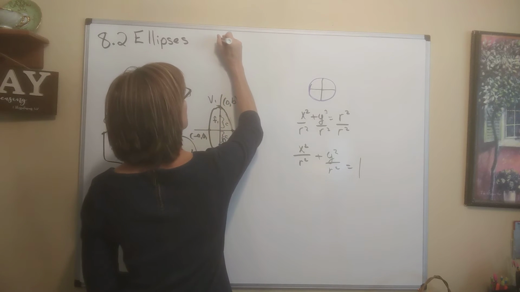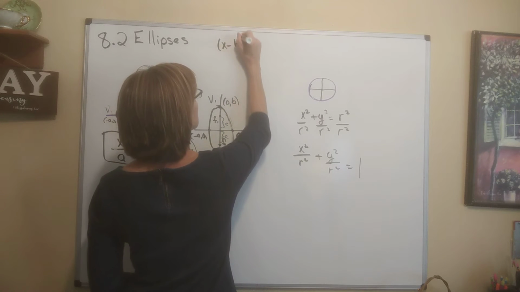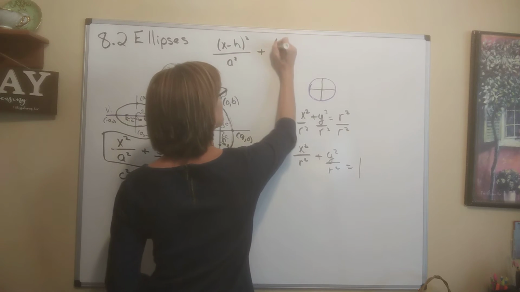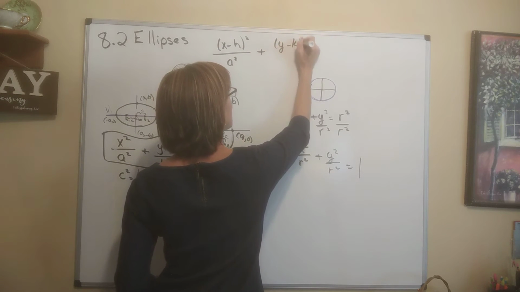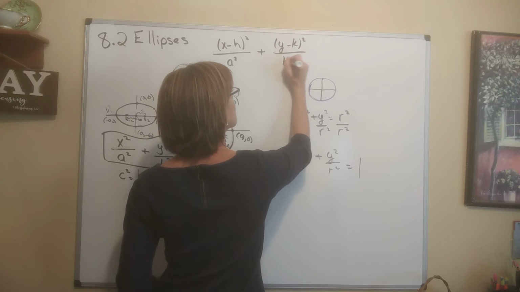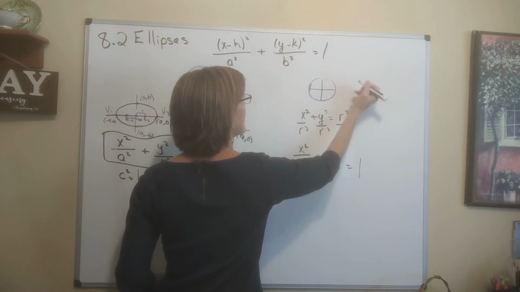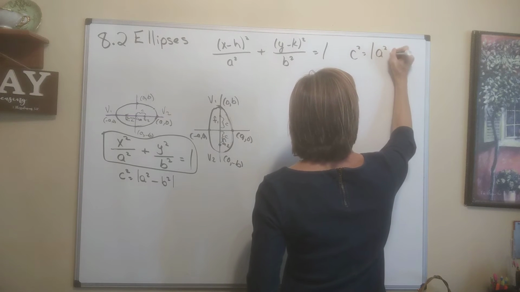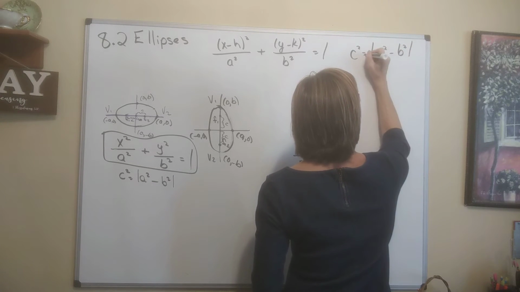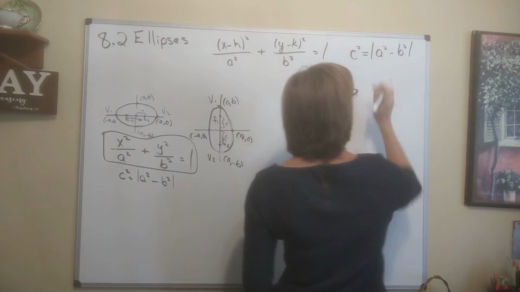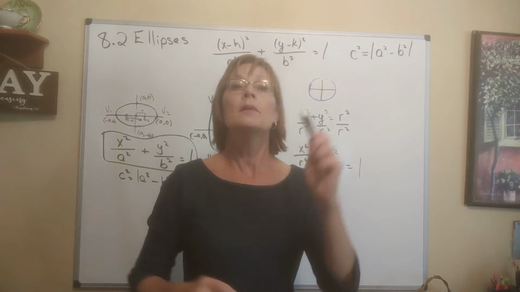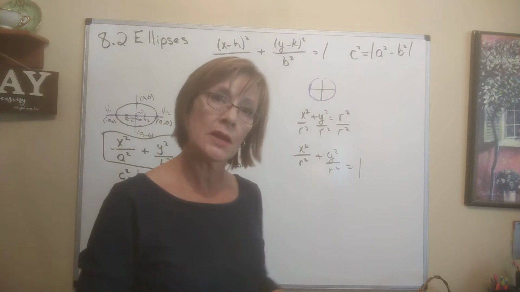When it's not centered at the origin, it's (x minus h) squared over a squared plus (y minus k) squared over b squared is equal to 1. And c squared is the absolute value of a squared minus b squared, just like that. If you don't want to worry about the absolute value, you can just always think it's the bigger one minus the smaller one, and you'll see what I mean here in a second.